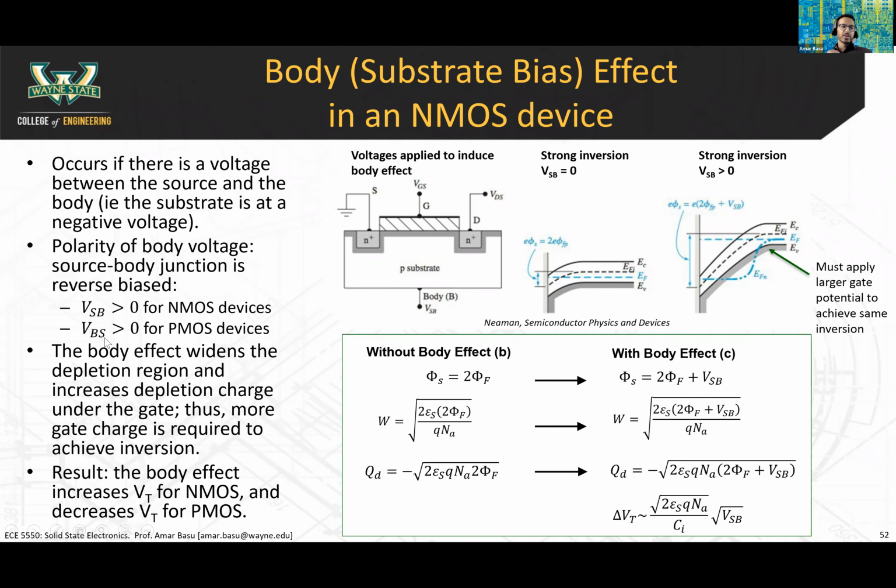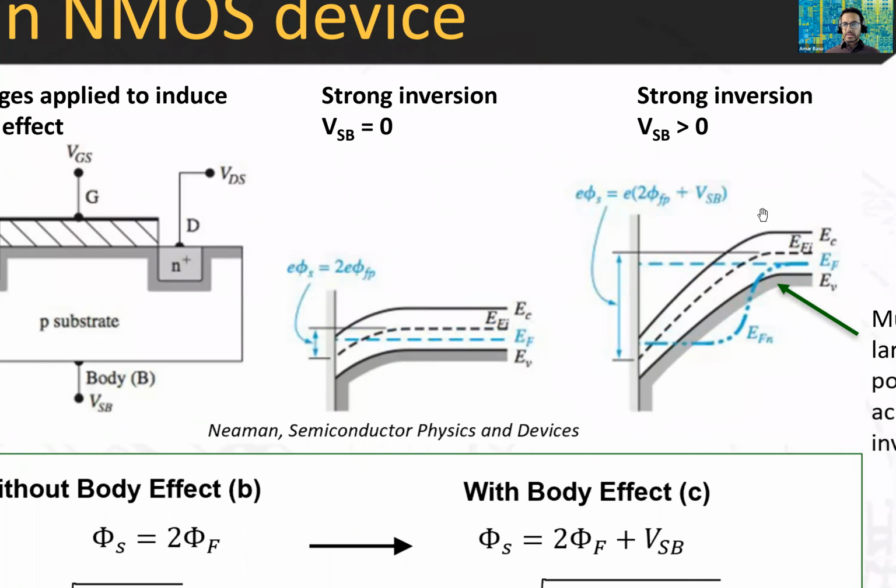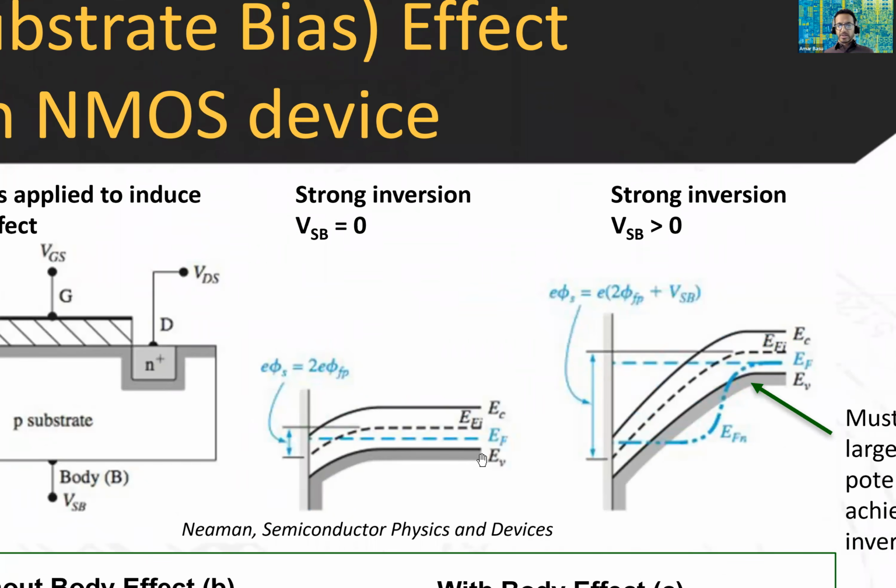So what does the body effect do? To understand that, it's helpful if we look at these two energy band diagrams. This energy band diagram shows strong inversion when there is no body effect. So this is similar to the diagram that we've seen before. This diagram shows band bending at strong inversion, and this is when you don't have any source to body voltage.